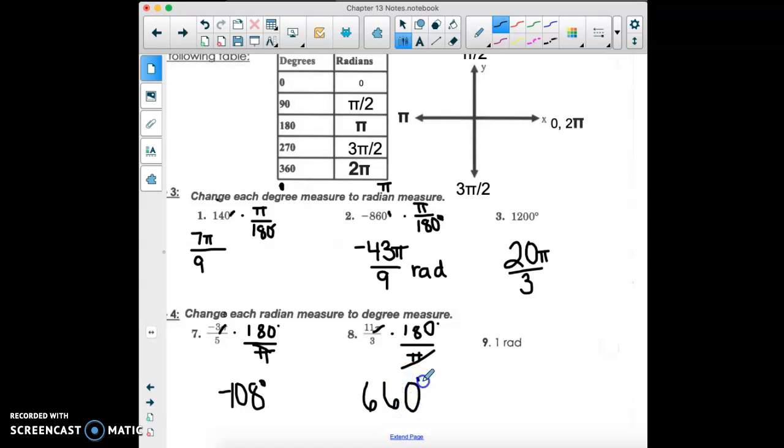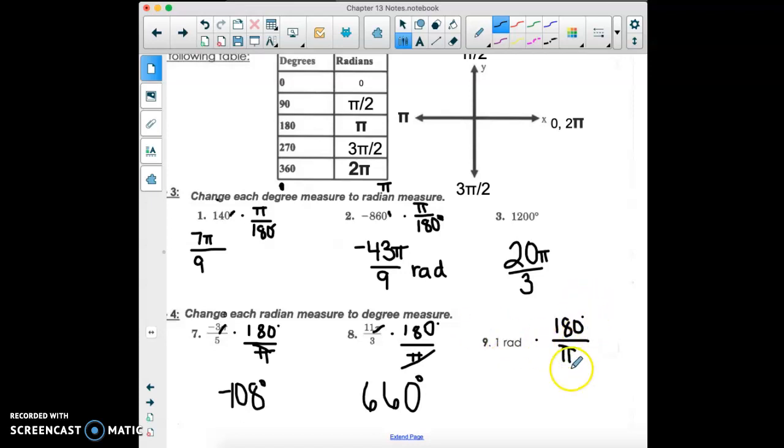When I simplify this, I end up getting 660 degrees. Now this last one's a little tricky. It's just 1 radian, but we treat it the exact same way that we treated these. If I want to go from radians to degrees, I still just have to multiply by 180 over pi.